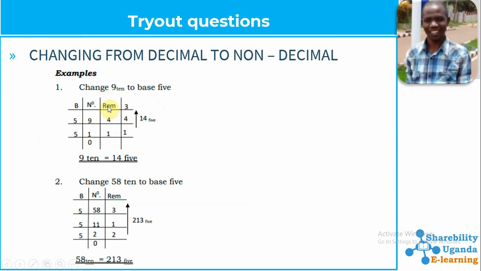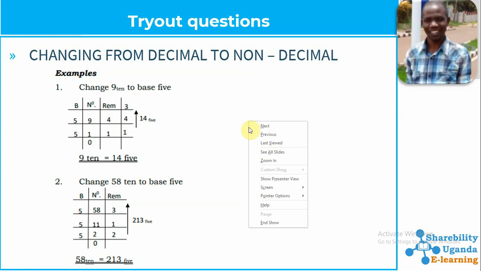We have what we call a remainder. So we arrange them in form of dividing. What we do is to get our number, which is 9, in base 10, and we divide it by our base, which is 5. So 9 divided by 5, we shall be able to get 1, remainder.